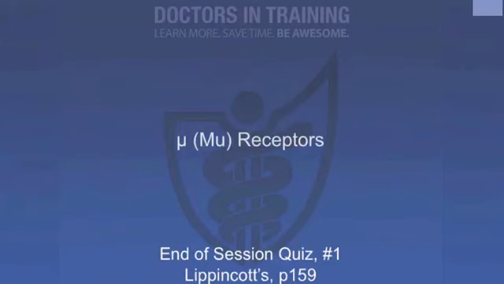All right, let's go over the answers to the end of session quiz. First question, which family of opioid receptors is the primary mediator of analgesia? We mentioned this several times. These are the mu receptors.